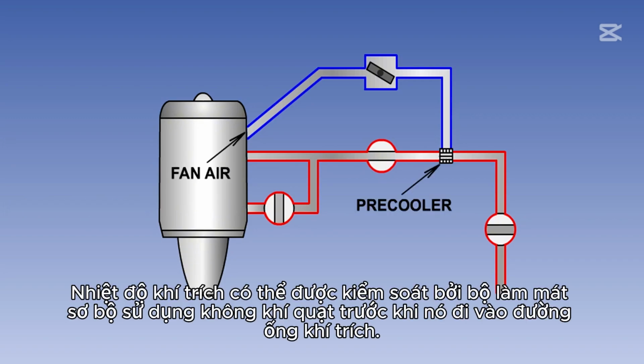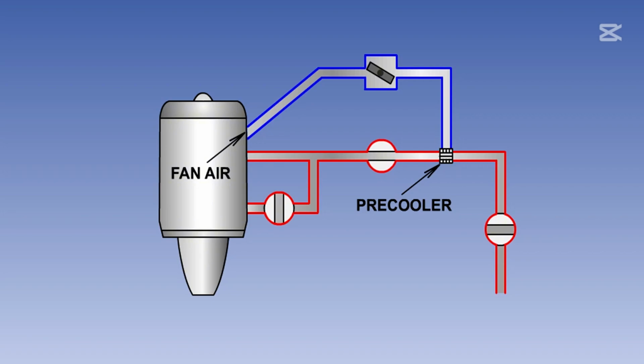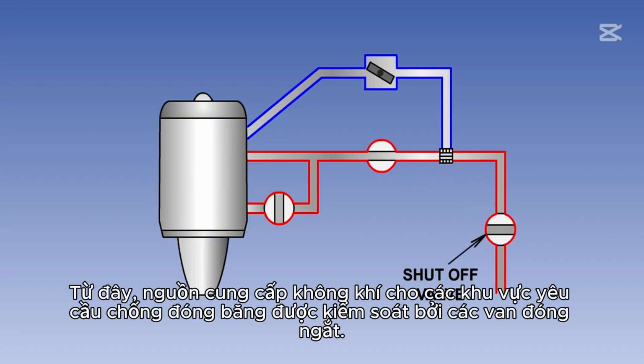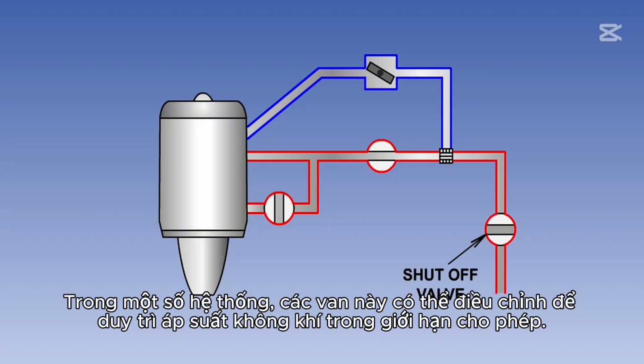The bleed air temperature may be controlled by a pre-cooler using fan air before it passes into a bleed air manifold. From here, the air supply to the areas requiring ice protection is controlled by shut-off valves. In some systems, these valves are able to modulate to maintain the air pressure within acceptable limits.